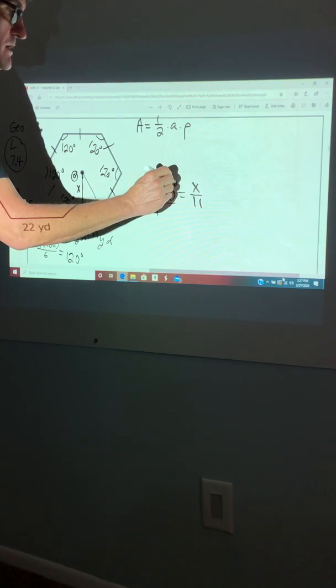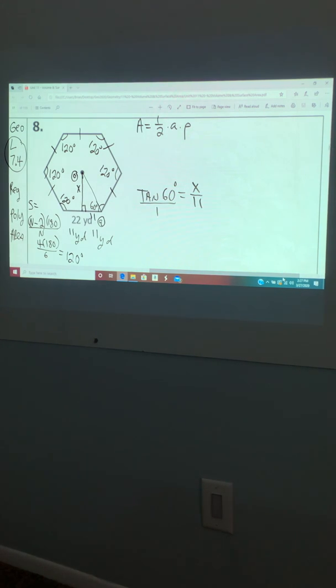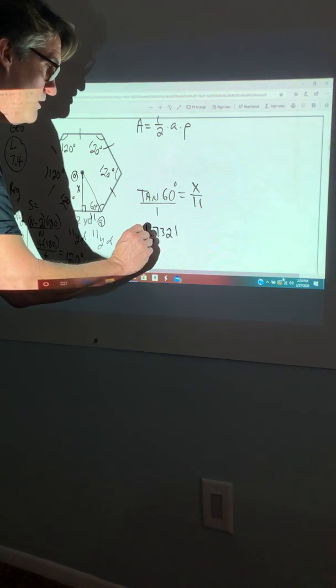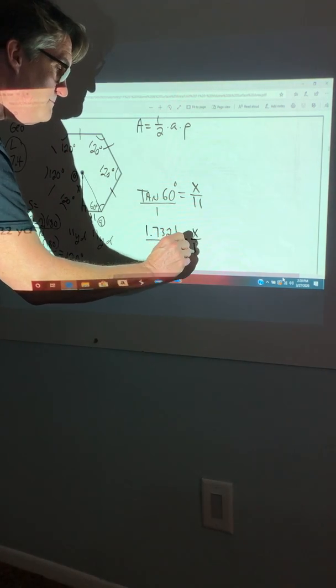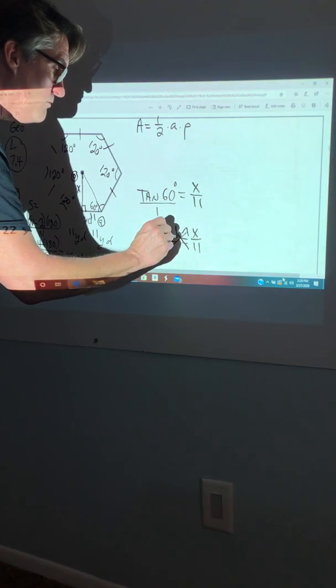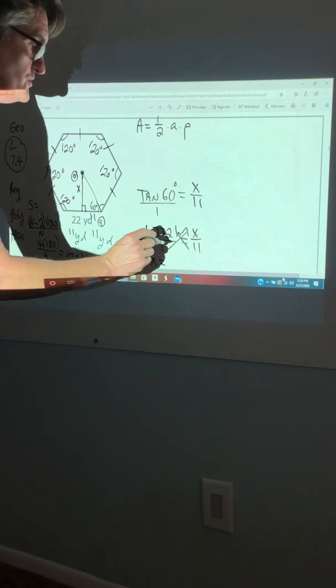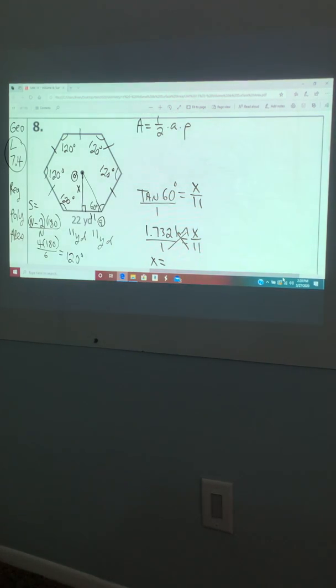And now it's calculator time. Make sure your calculator is in degree mode. If you don't know how to put it in degree mode, type in the type of calculator on Google and it will tell you. The tangent of 60 degrees is 1.7321. So 1.7321 over 1 equals x over 11. And I'm going to cross multiply. Remember, if 1 travels with x, you're multiplying, it's just x. And the other arrow is just 11 times 1.7321.